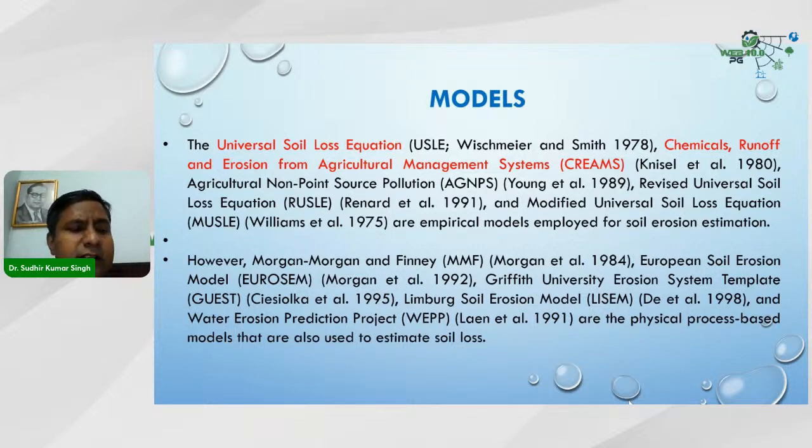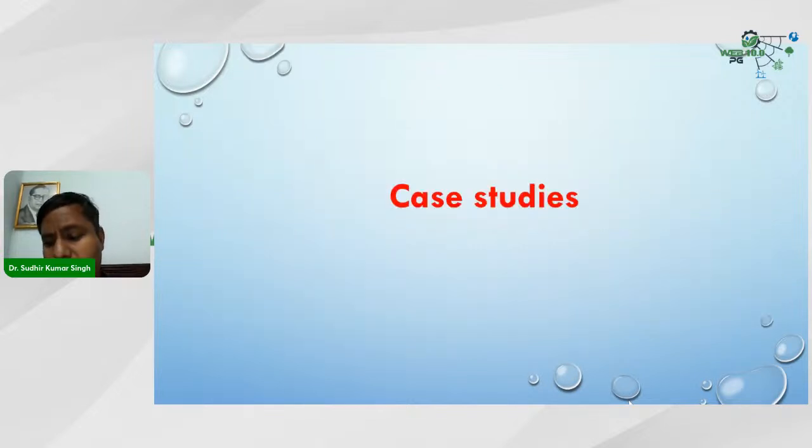There are so many other models for different parts of the world, like in Scandinavian countries or in Europe, where people are using the erosion potential model or the Pessera model. Here you will also find the European Soil Erosion Model, EUROSEM, the Griffith University Erosion System Template, the Limburg Soil Erosion Model, and the very common Water Erosion Prediction Project, which also helps in understanding soil loss. These are the physical process based models. Here you need a lot of data. We will discuss what kind of data.